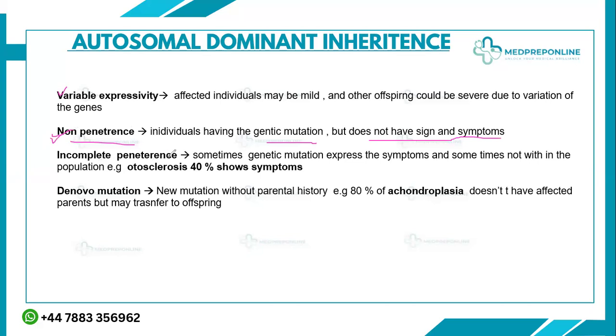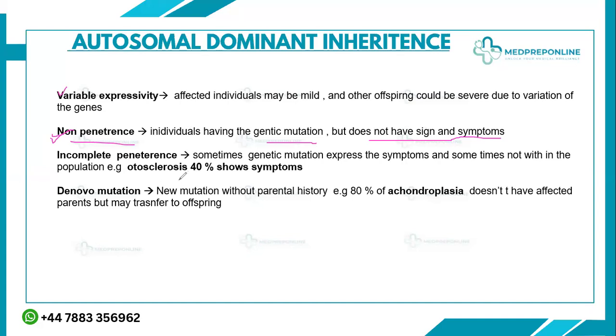Another thing is incomplete penetrance. Incomplete penetrance is somewhat like both of them, where sometimes the genetic mutation expresses the symptoms and sometimes not within the population. So in some individuals there will be symptoms and in some individuals there will be no symptoms. It's just like non-penetrance, but in incomplete penetrance we will be having symptoms as well. In non-penetrance we won't be having any symptoms.